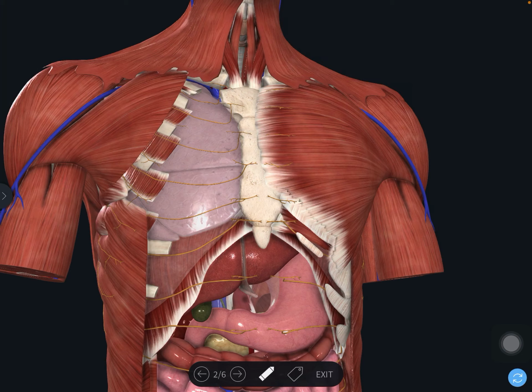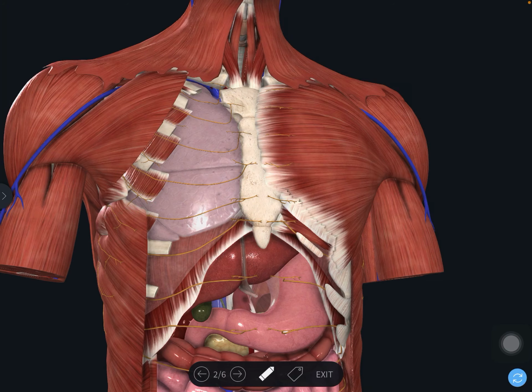If you see the boundaries of the intercostal spaces: above, the sharp lower margin of the upper rib and its cartilage. Here the cartilage is removed. Below, the blunt upper margin of the lower rib and its cartilage. In front, the lateral border of the sternum between the costal notches.